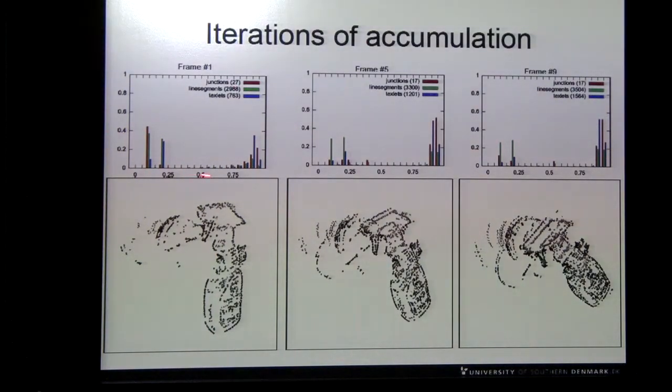This shows the confidence of the features in the representation. So we see there's this characteristic 3-modal distribution. This is after one frame. We have done an update.